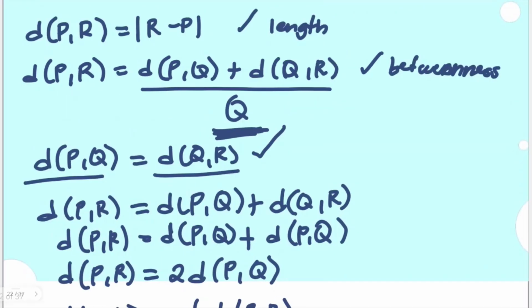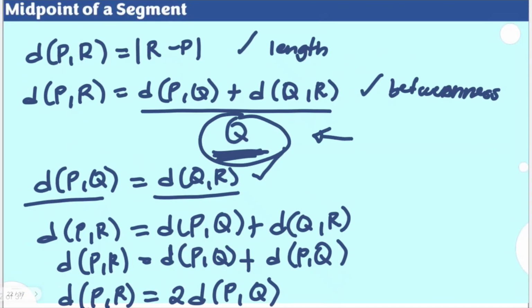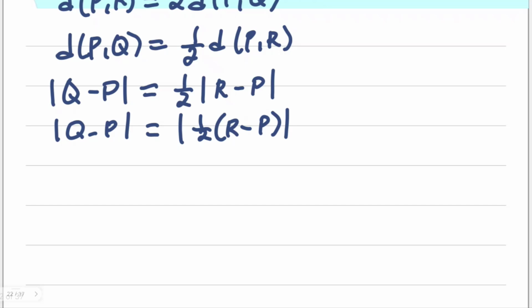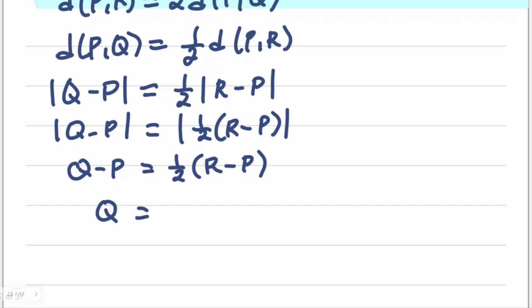We are trying to illustrate the formula for Q. I could give you the formula automatically, but this is how we solve the formula. So we can bring the 1/2 inside using the properties of our absolute values. Okay, and then since both of them are lengths, we can simply say Q minus P is equal to 1/2 R minus P. So adding P to both sides, Q is actually 1/2 R minus P plus P.